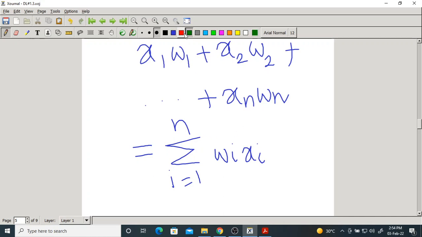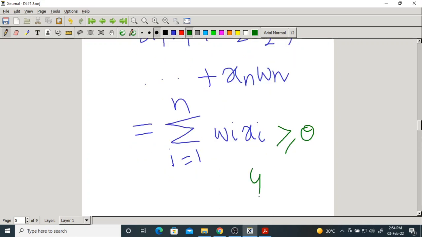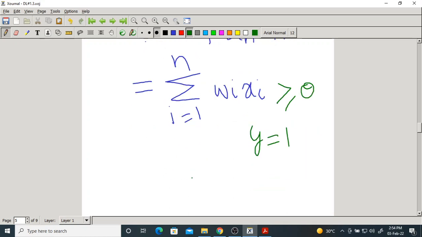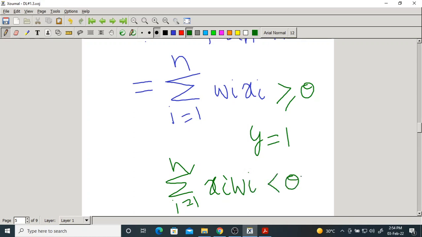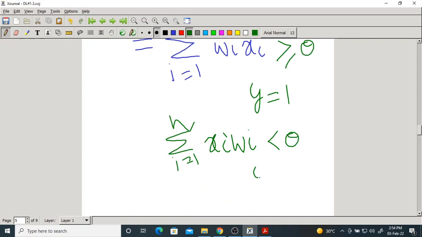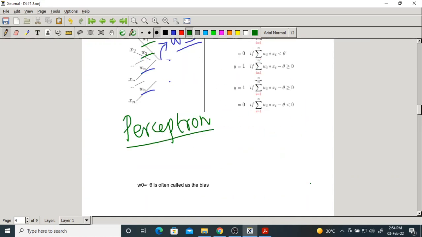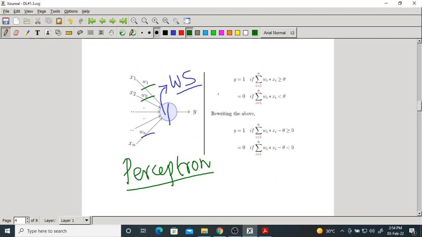Now, how do we take the decision? If the weighted sum is greater than or equal to theta, the output is 1. The neuron, or the perceptron, will fire. If the sum from i equal to 1 to n of xi Wi is less than theta, the output is 0. This is how the perceptron works. This is the perceptron logic.